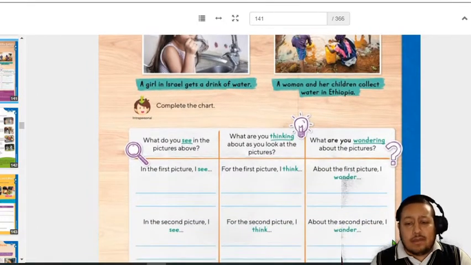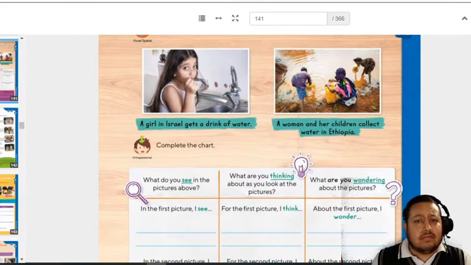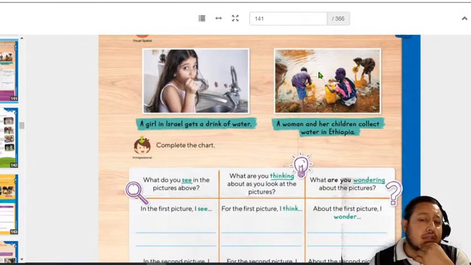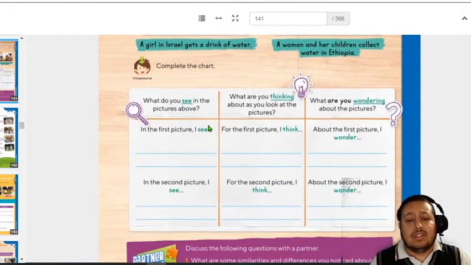Right? And about the second picture, I wonder, ¿y qué te hace preguntar, right? Si llegarán o qué harán con el agua, right? Here, the river is dirty. Está sucia aquí, pero ¿cómo le harán para tomárselo en su casa, right? Eso es lo que a mí me hace preguntarme. So, you need to complete this chart, guys, right?